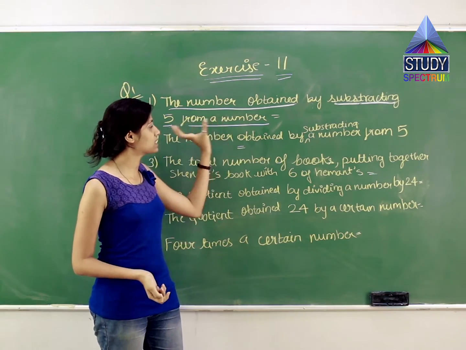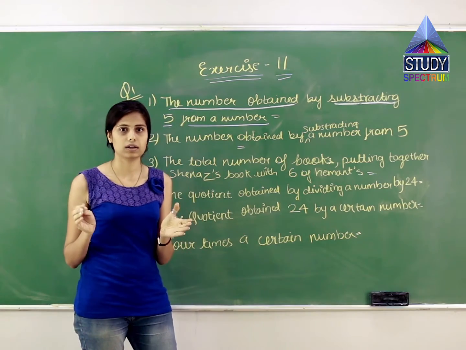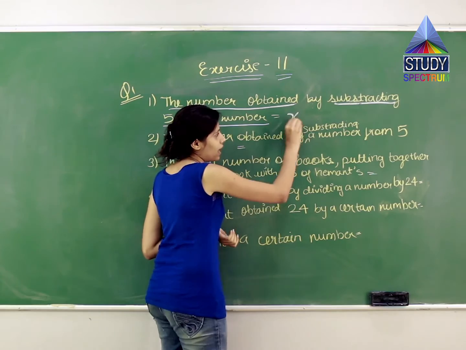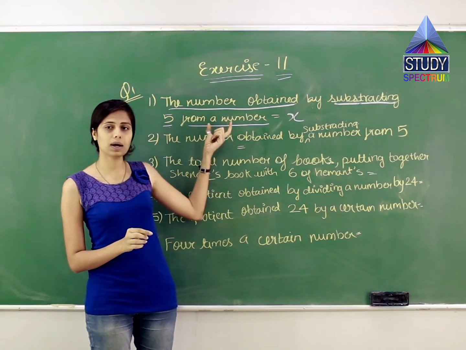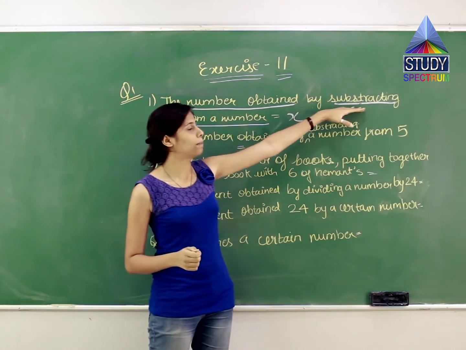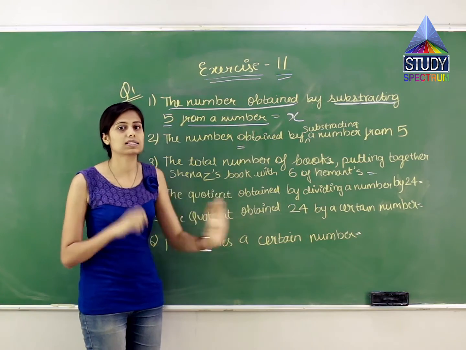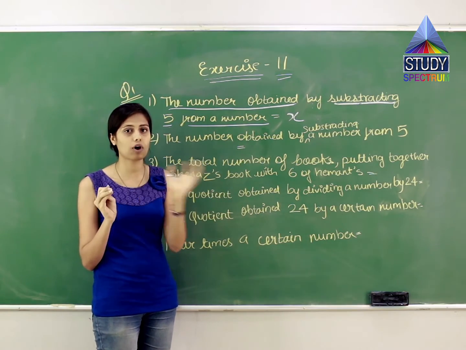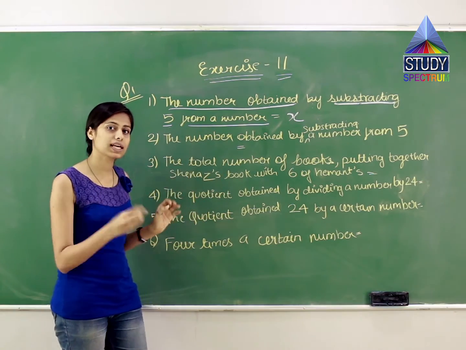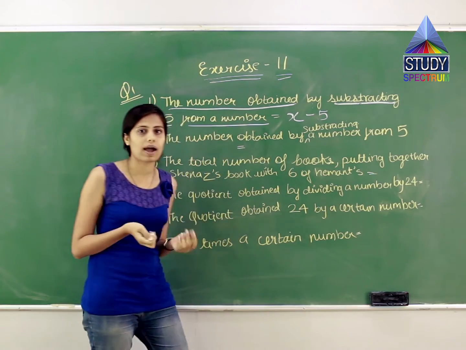We will replace this unknown number with a letter from A to Z. So tell me which letter? It's your wish. I will take X. So means what? From a number is replaced by X. Now they are telling the answer is obtained by subtracting 5 from a number. Means what? Subtracting 5 from a number, मतलब हमने एक नंबर लिया है x, उससे क्या करना है? सब्ट्रैक्ट करना है 5. So it's x minus 5.